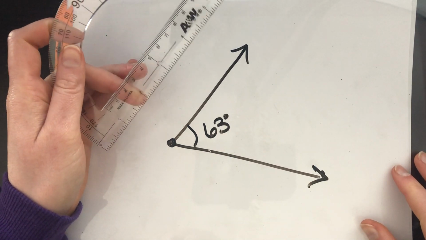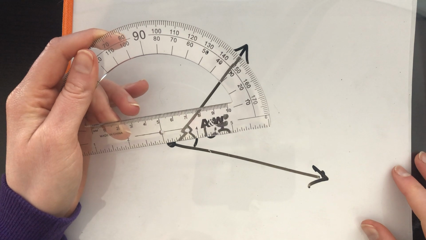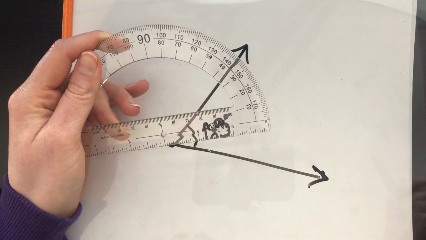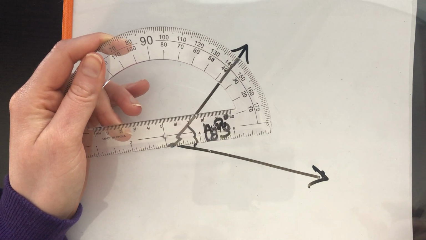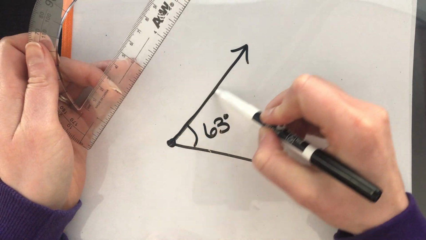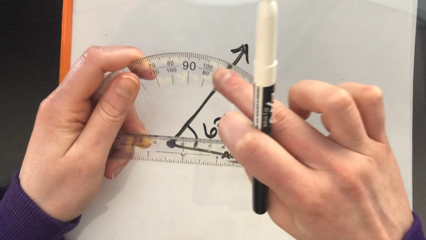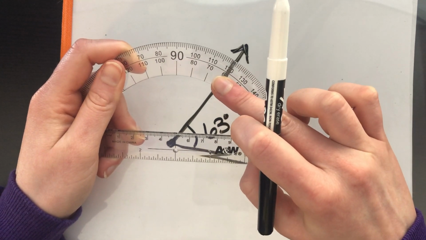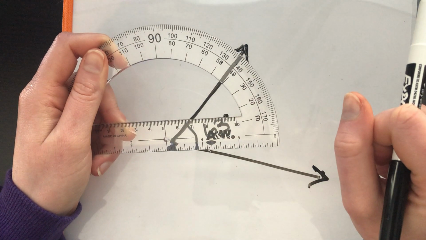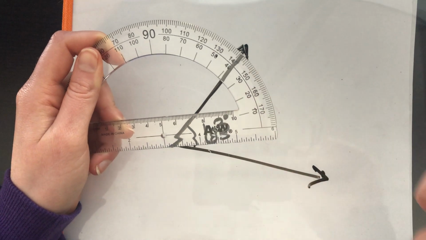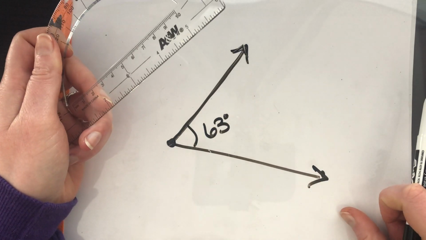Now on your Delta Math, it'll be more precise, to where you can count and tell what exact degree it's on. But since I'm using this thick marker, my Expo, it's a little hard for me to read it. But on your Delta Math program, count carefully. There will be an exact answer to put down.